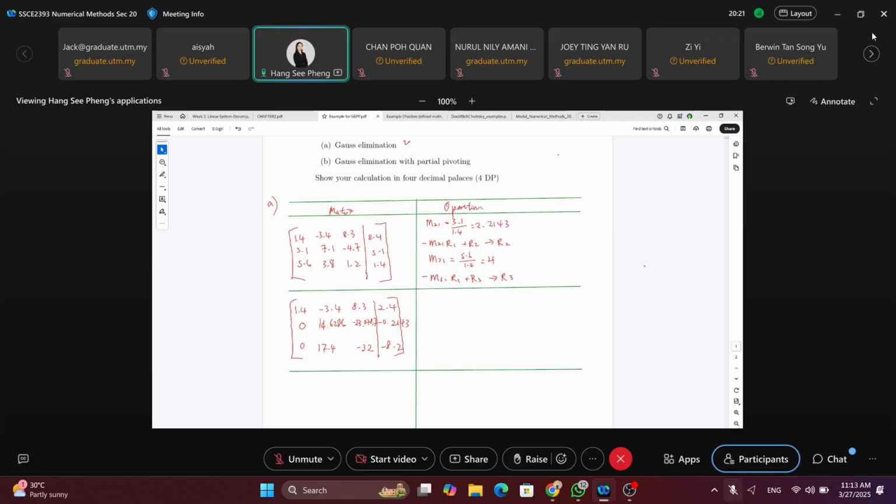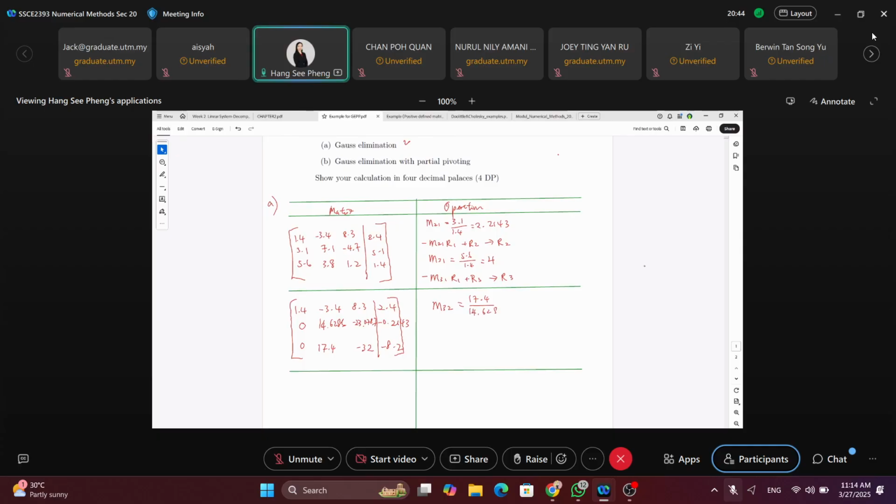Now we go for M32. M32 is A32 divided by A22, so we have 17.4 divided by the pivot. Why do we divide with this? Because this is a pivot element, on the diagonal, and we want to reduce the entry below it to be 0. So we set this.